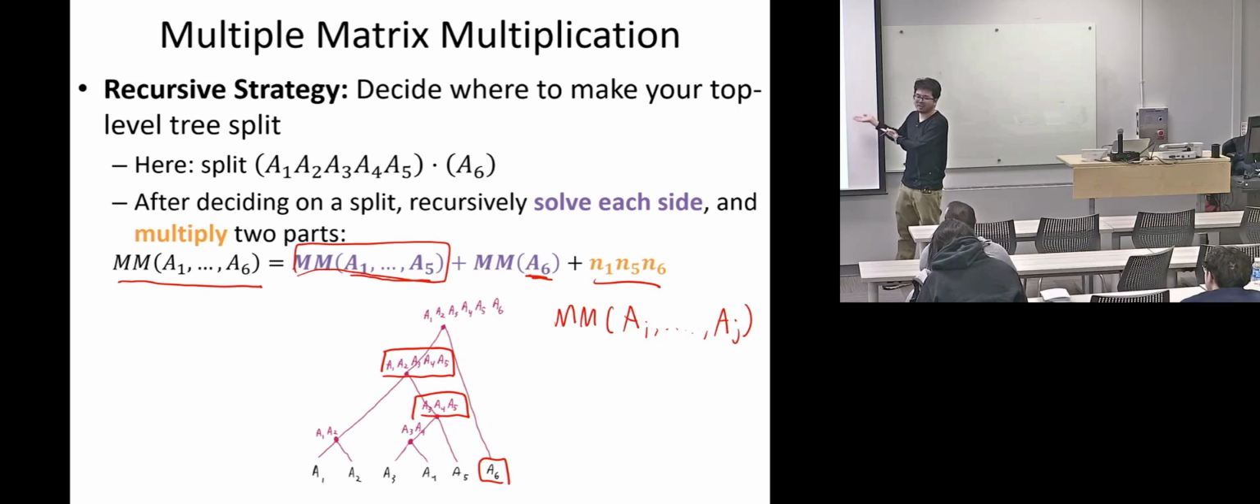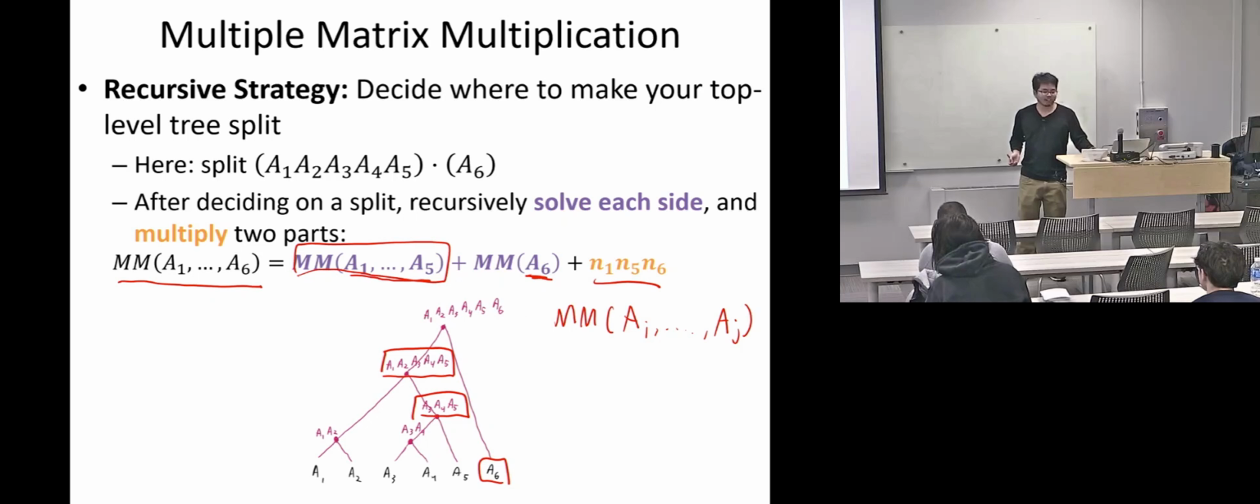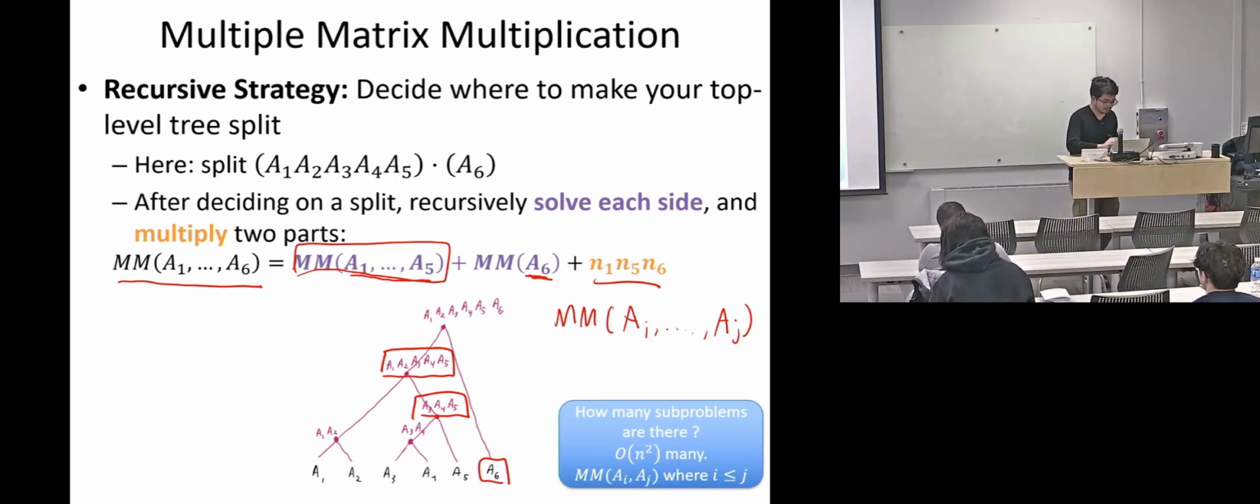So how many subproblems are there? There's n squared. There's only n squared possible intervals. Like i and j can range up to n, so that's n squared many ways. Okay. So that's the number of subproblems: n squared.